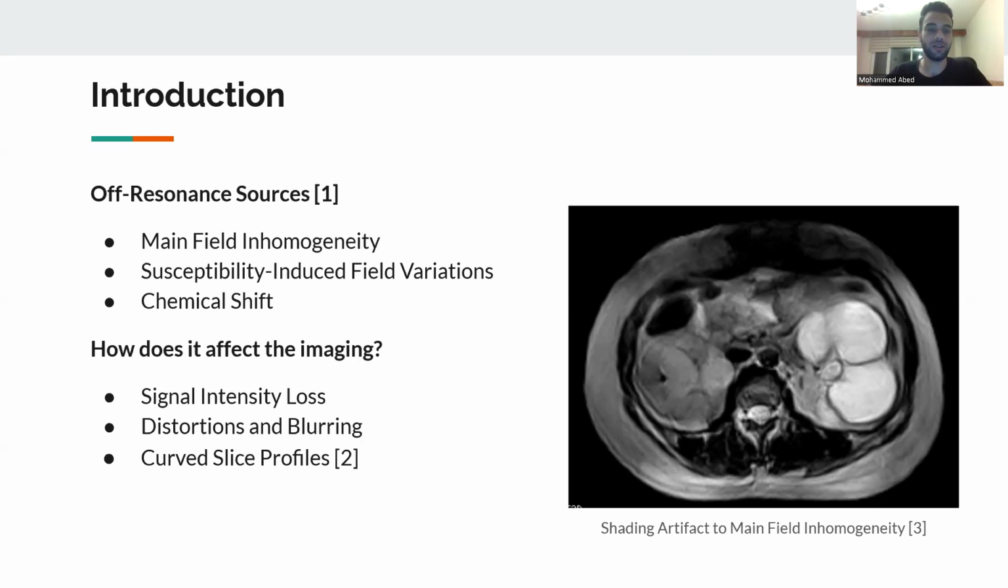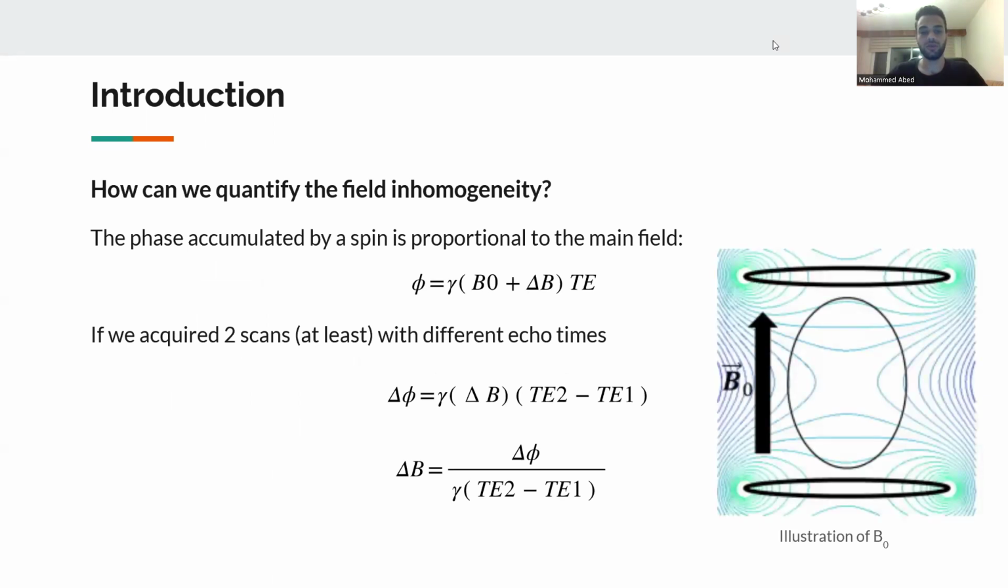Some of the reasons are the main field inhomogeneity, the susceptibility-induced field variations, and the chemical shift. These sources can lead to artifacts in the images. It could be signal intensity loss in some parts of the image. It could be distortions and blurring or curved slice profiles. So in order to correct for these inhomogeneities, we need to quantify them first.